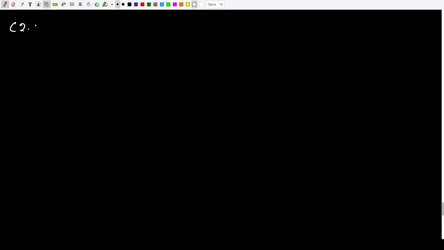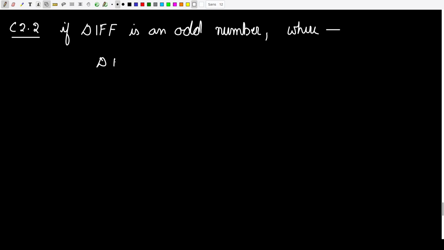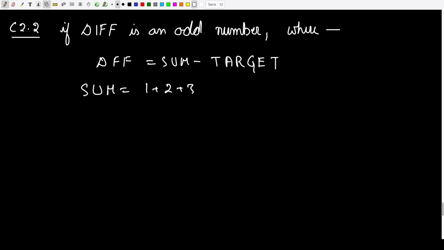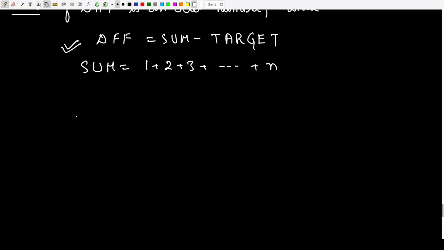So please remember, over here we are exploring the case where the difference is an odd number, where diff is equal to sum minus target, and as we know, sum is equal to 1 plus 2 plus 3 all the way till n. So now let us see how we can make this difference an even number. So let us first write down our equation, which is diff is equal to sum minus target. And to begin with, this was an odd number, right?